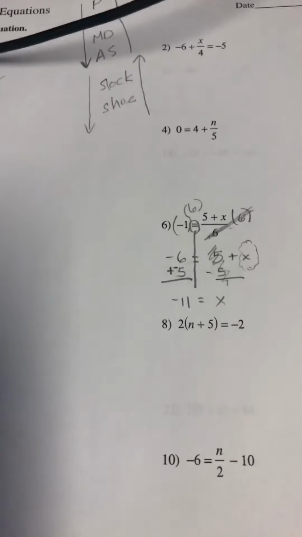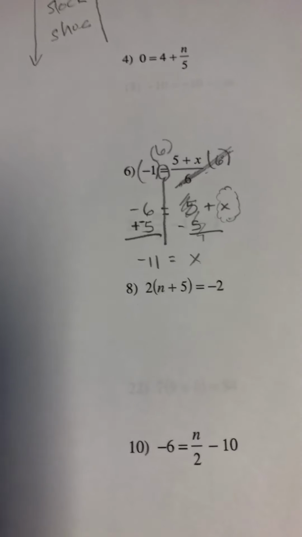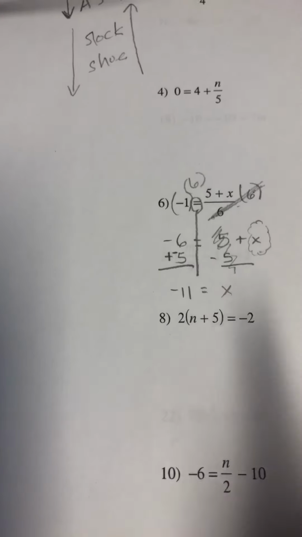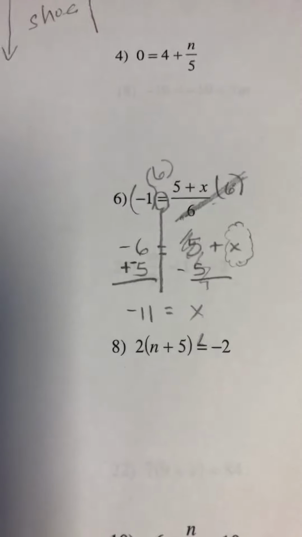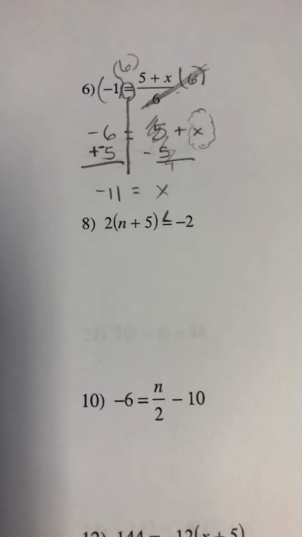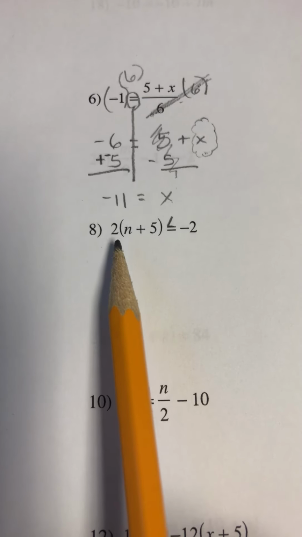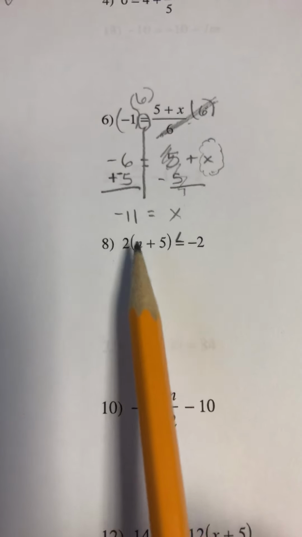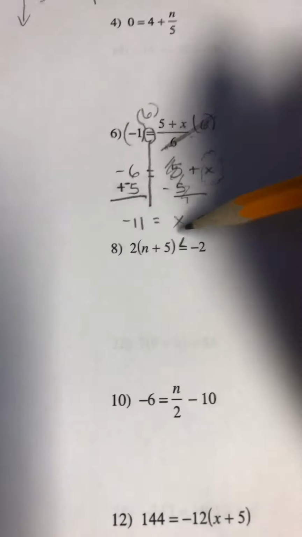Now folks, I know that this particular worksheet is all equations, but remember we also can do inequalities as well. So I'm going to change number 8. Let's pretend that instead of equal to, this one is a less than or equal to. And let's just practice this one. On the first side of our inequality, we have 2 times the quantity of n plus 5, and this side is less than or equal to the number -2.